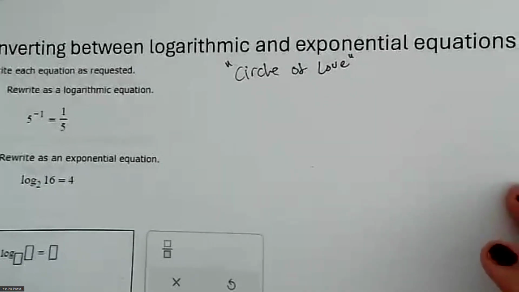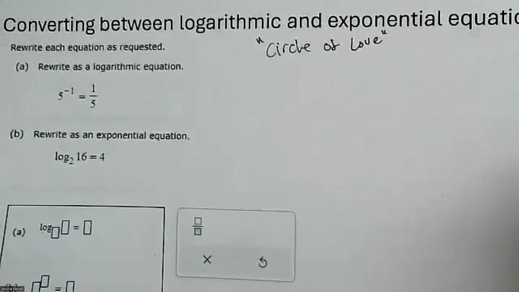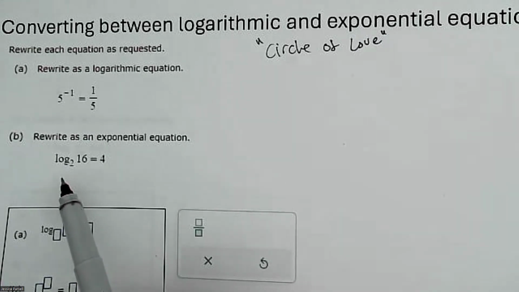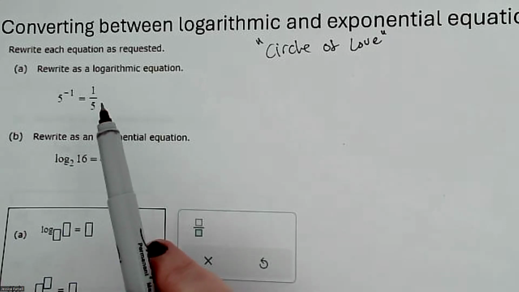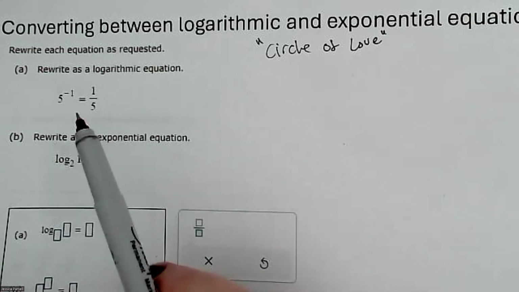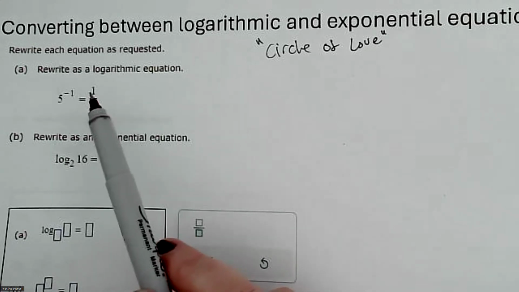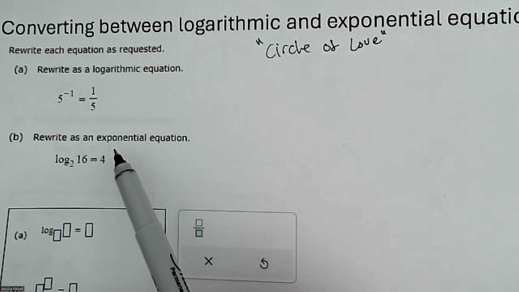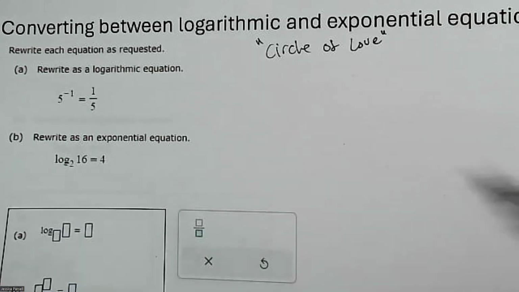So, converting between a logarithmic and an exponential equation. They want you to be able to go back and forth. All right. This is a logarithmic equation. We know that because it has a log on it. This is an exponential equation because there's an exponent but no log. Okay, they want you to write this as a logarithmic equation, and they want you to take this logarithmic equation and write it as an exponential equation. I'm going to start with this one first.